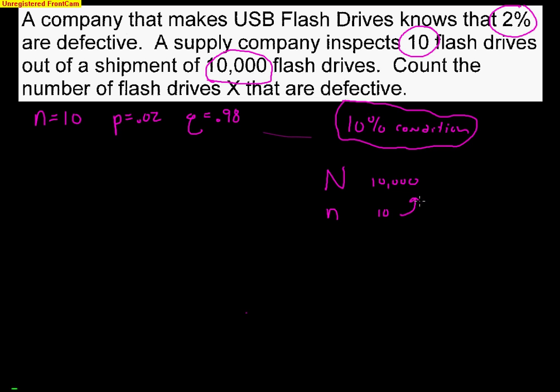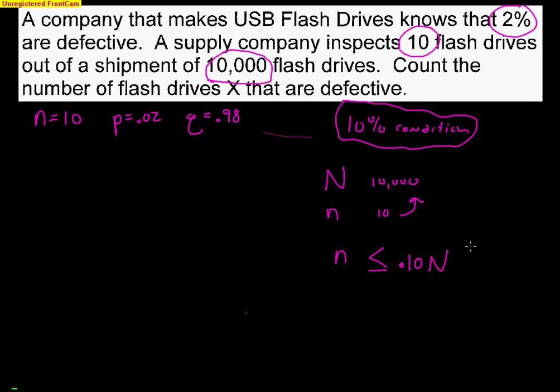As long as you don't take out too many, we could still say that they're independent. We're still allowed to say they're independent and that P stays the same, as long as we don't take out too many. Well, what's too many? 10%. That's the 10% condition. So as long as my sample size is less than or equal to 10% of the population, I'm okay.